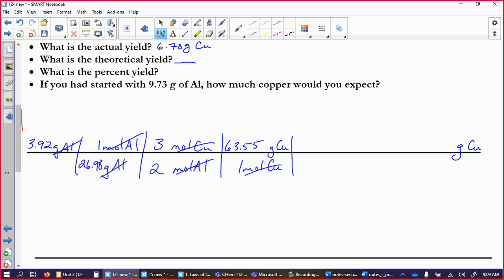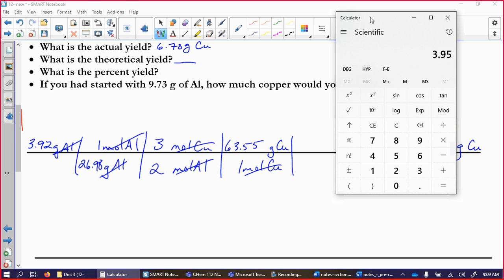Moles of copper cancel with moles of copper. We have the right units. We pull out our handy dandy Windows calculator. 3.92 divided by 2690. Whoa. 0.98 times 3 divided by 2 times 63.55, as we go all the way across. Divide by the molar mass, multiply and divide by stoichiometric coefficients, and multiply by the last molar mass.